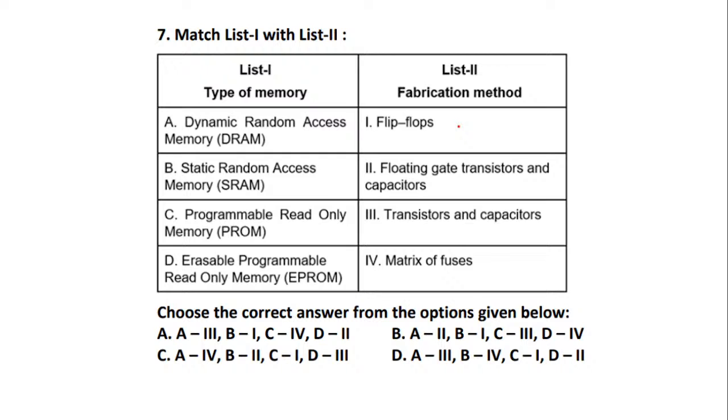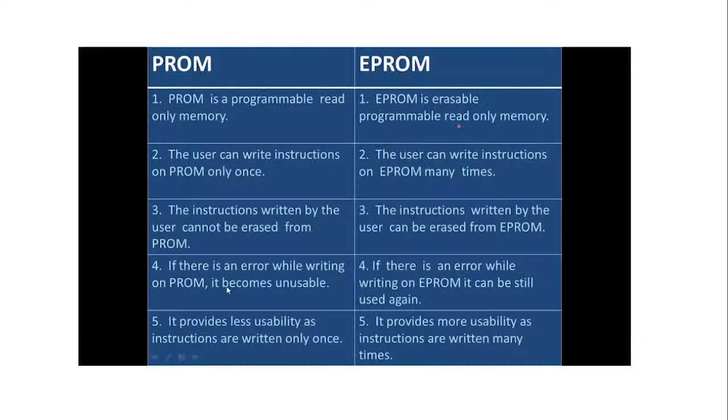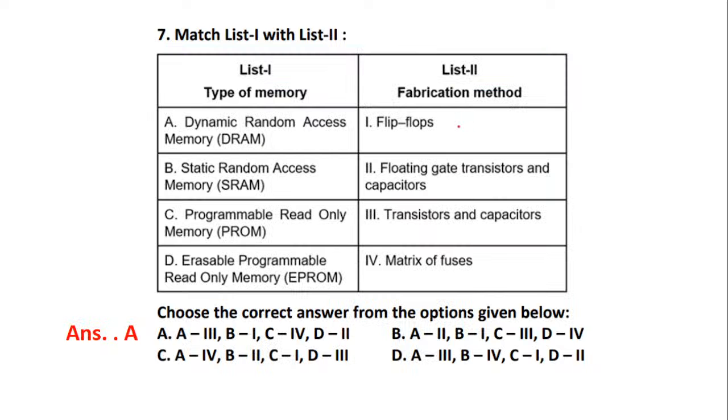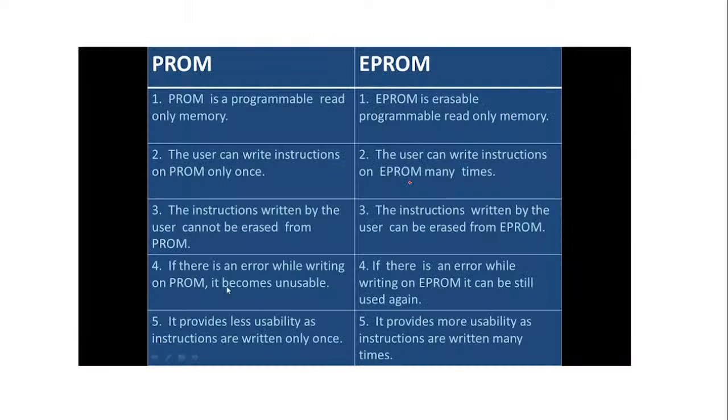Yes, okay, fine. Let's see. Confusion is there. A is coming, B is coming, A is there. I have a little bit of explanation, but yes, option number A is right. We will go through all this explanation also. So we have dynamic random access memory, which talks about capacitors and transistors. Static random access memory, which talks about flip-flops. Programmable read-only memory, it talks about a matrix of fuses. And erasable programmable read-only memory, it talks about what? Floating gate transistors.